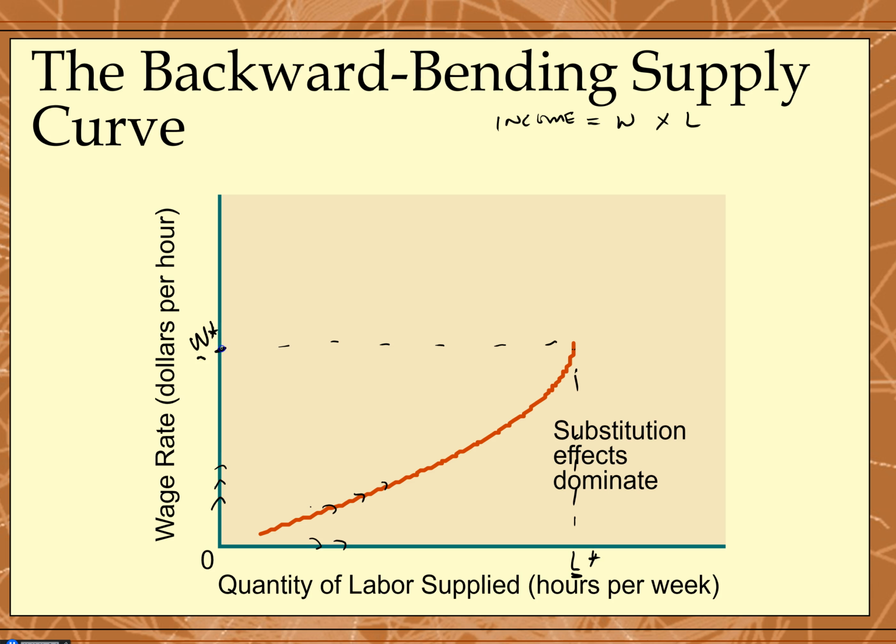Now, if you start getting paid more than W star, what you can do is you could actually reduce your hours worked and still maintain the same income. So as this goes up higher, this starts to bend backwards. And that's the income effects dominating. So let's take a look at that. And this is the backward bend.